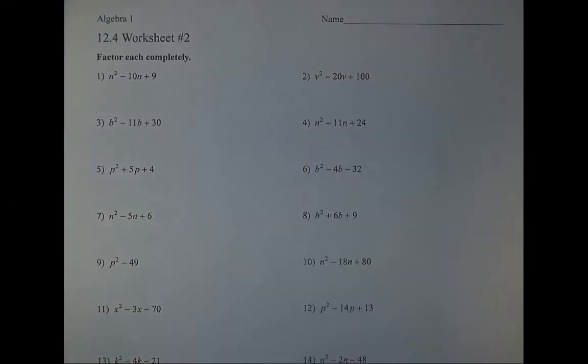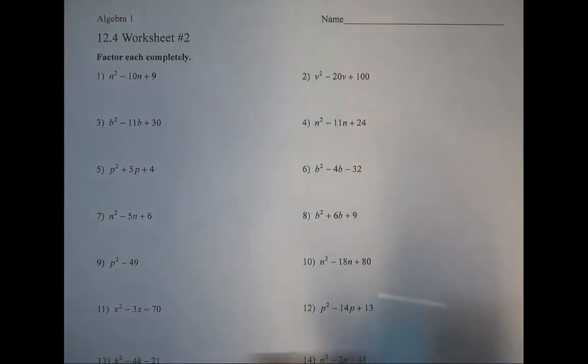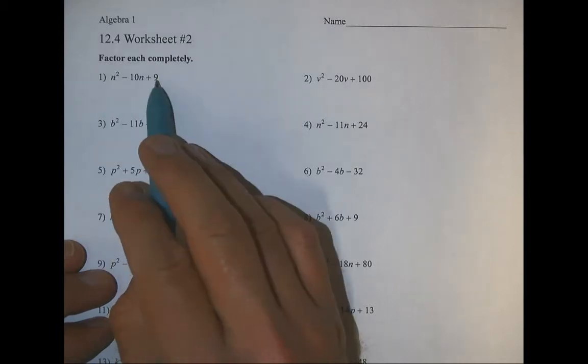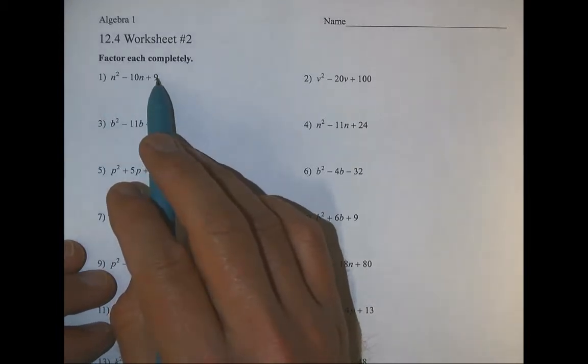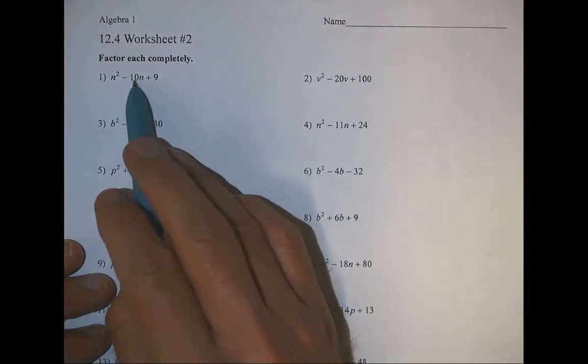So we are on the 12.4 worksheet number 2, our second day factoring these trinomials. So at this point we should have the hang of it. We're going to look at the third term in these trinomials and think of factors, and then we're going to look at those factors and try and get them to add up or have a sum of this middle term.